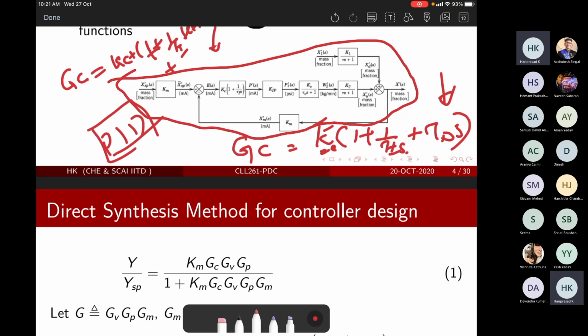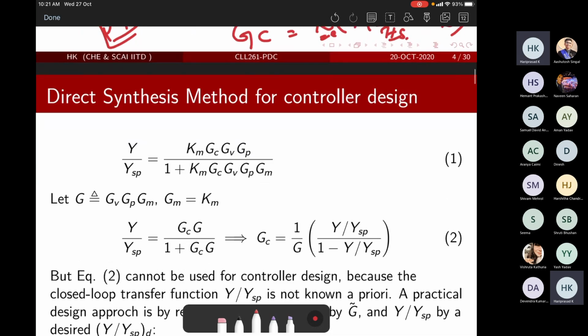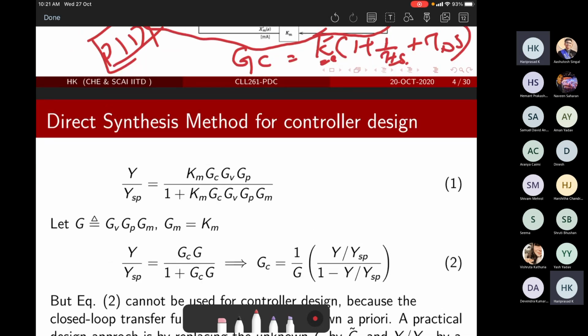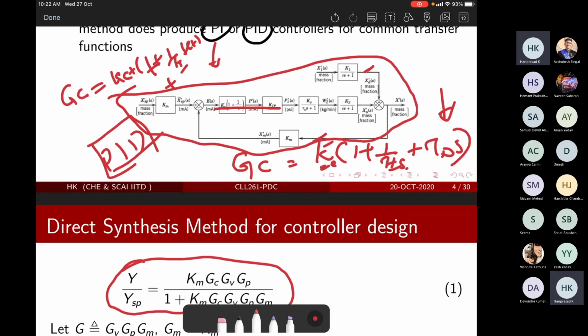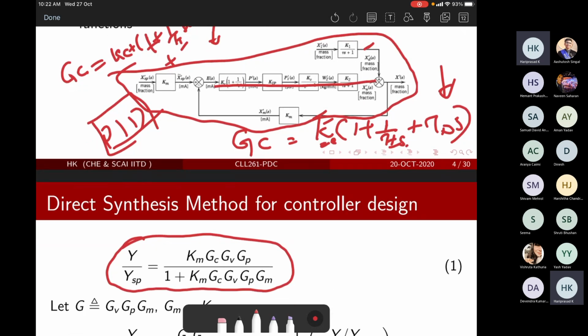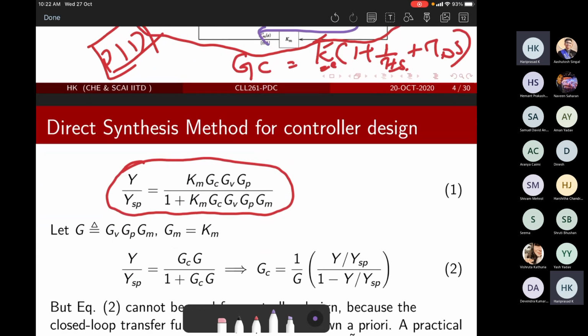So let's assume that you are going to do it for set point change. There are two options, right? One is disturbance rejection and the other is set point change. Let's say you are doing it for the set point change. What you really need is the overall closed loop transfer function that relates the output y to ysp. It is the product of all the forward paths in the numerator and 1 plus all the terms in the loop in the denominator. So that is what is written over here. I am taking off from here. This is all known to you from the previous class.